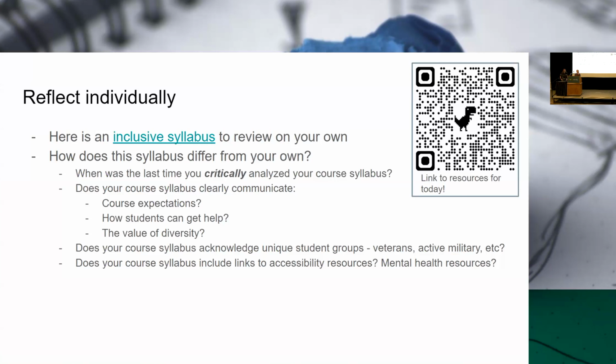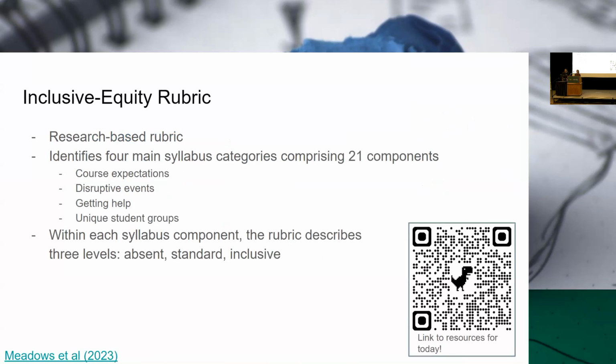Okay, hopefully you were doing the assigned task. So as promised, we're going to introduce an inclusive equity rubric, which comes from the Meadows et al. paper from 2023. And again, that is in the resources that we shared with you today. In this rubric, it identifies 4 main syllabus categories that comprise 21 components. And we are going to go into depth on all of those today.